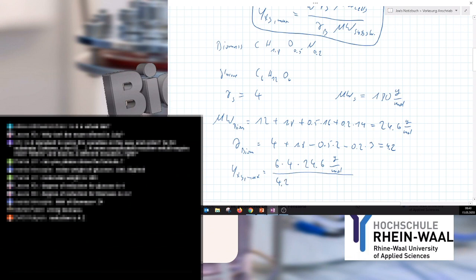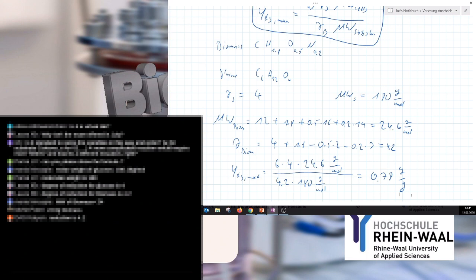4.2. This is the degree of reduction of our biomass, times 180 grams per mole. This is the molecular weight of our substrate, is equal to 1.78 grams per gram. So this is our result. In other words, from 1 gram glucose, I can produce 0.78 grams per gram biomass.